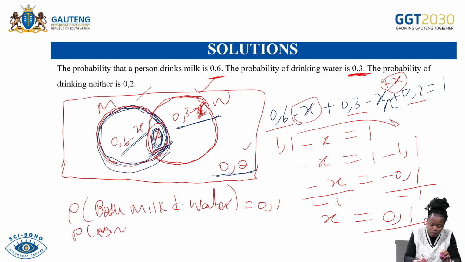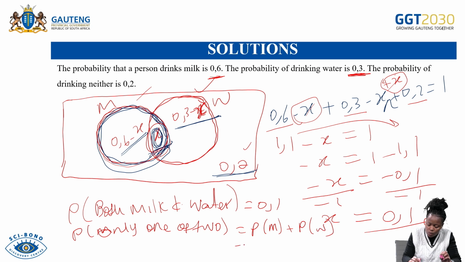Let me just say only one of the two, right? So it means you can only get a person who drinks milk plus the probability of getting a person who drinks water. So it can be this one or this one. But how do I get this one?